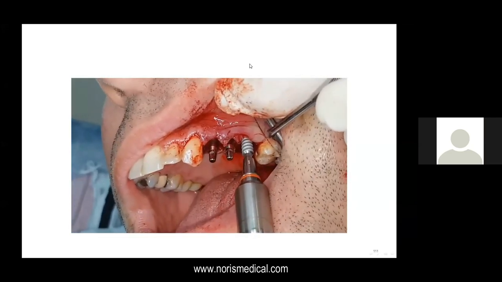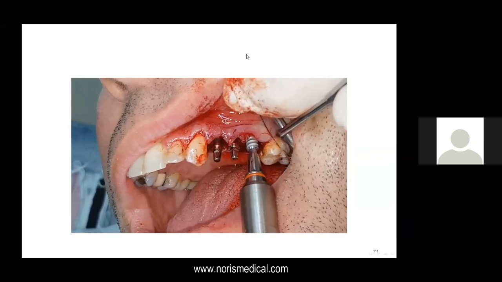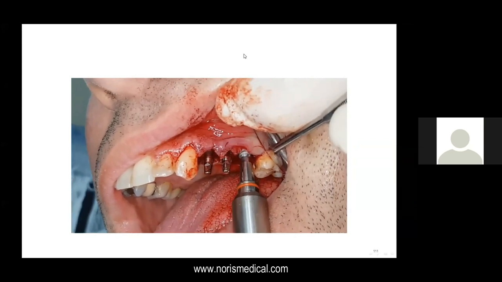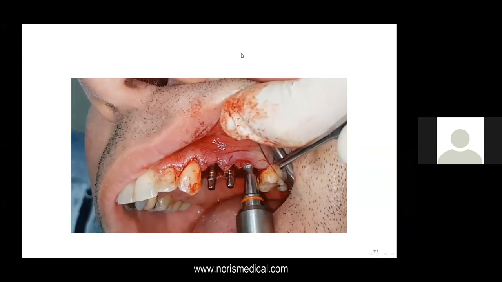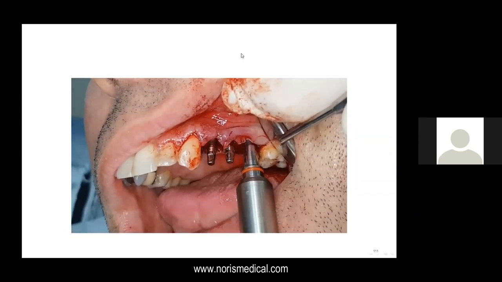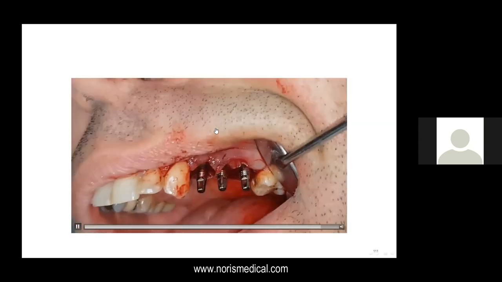As you can see, it's a real-time video. I didn't work on the video, I didn't edit it. This is the main video, how it's done, how the implants are put. It's a very fast process. So just to see how it works.